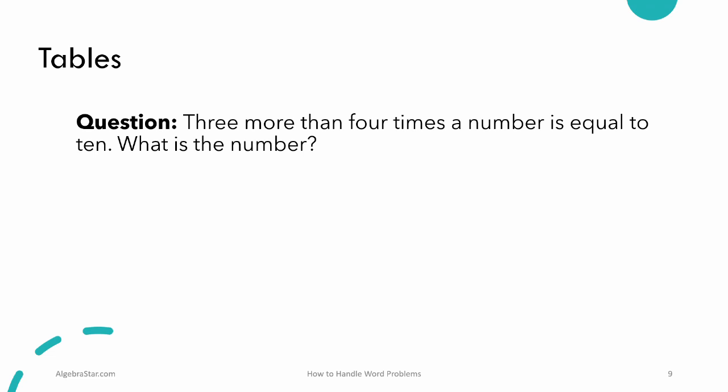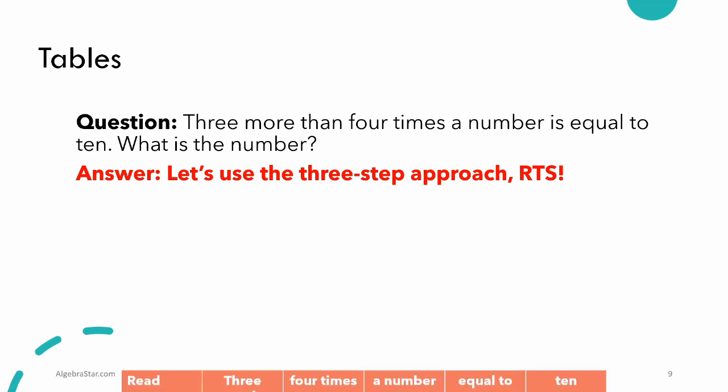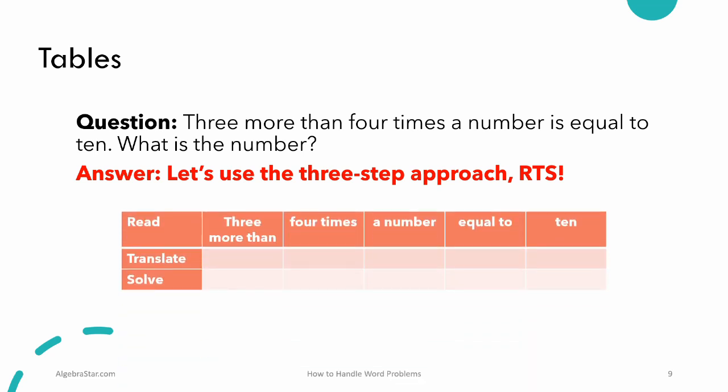So in this case, it would be great if you could divide it into a table for what it's asking. Now what we're solving for is the number. So let's put this in the table. So we divided that as 3 more than, that's one part, 4 times a number is equal to 10. Now we read this problem, and now we want to translate it into math.